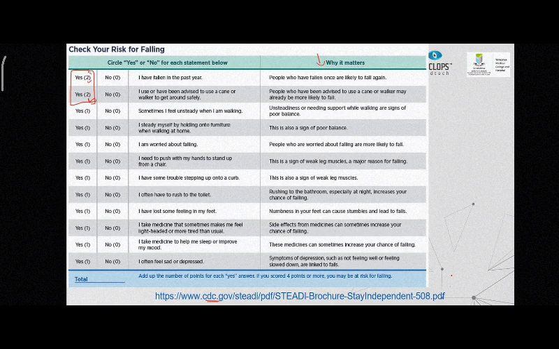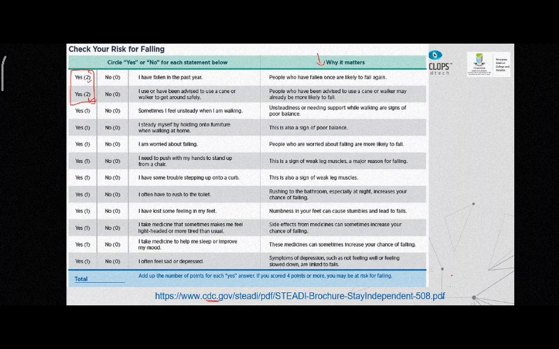Again the number is 1. I have some trouble stepping up. The score is 1. I have to rush to the toilet. Next, I have lost some feeling in my feet.